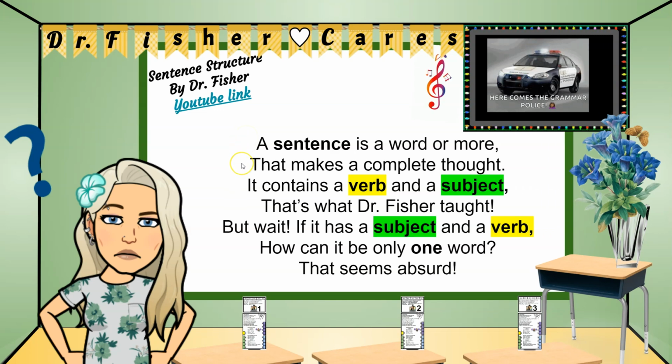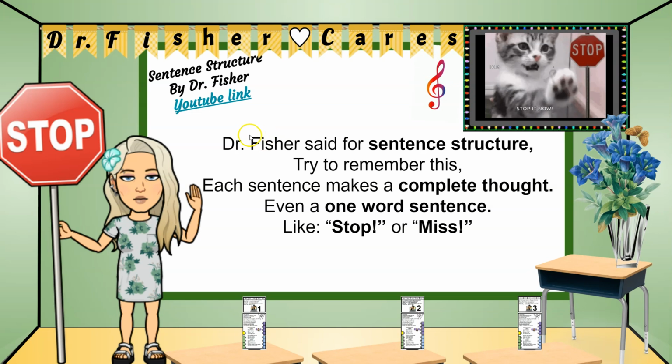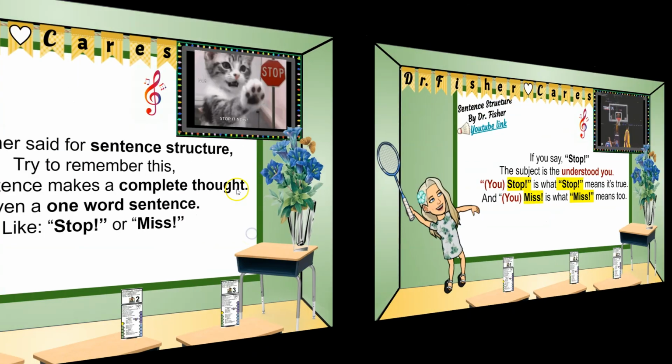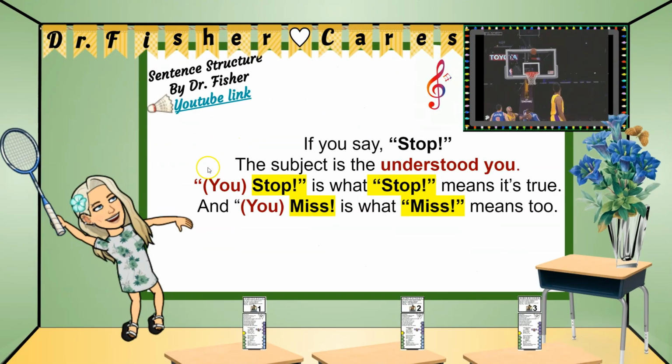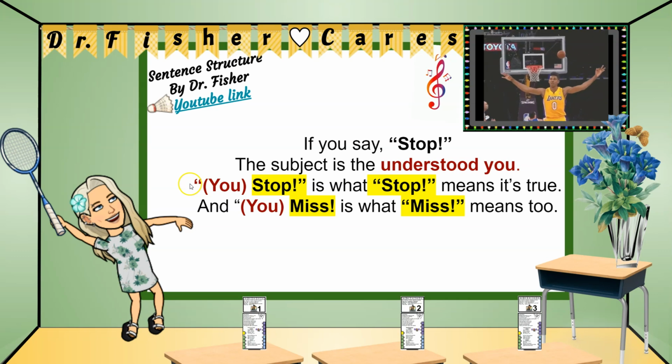A word or more that makes a complete thought. It contains a verb and a subject, that's what Dr. Fisher taught. But wait, if it has a subject and a verb, how can it be only one word? That seems absurd. Dr. Fisher said for sentence structure, try to remember this. Each sentence makes a complete thought, even a one-word sentence like stop or miss. If you say stop, the subject is the understood you. You stop is what stop means, it's true. And you miss is what miss means too.